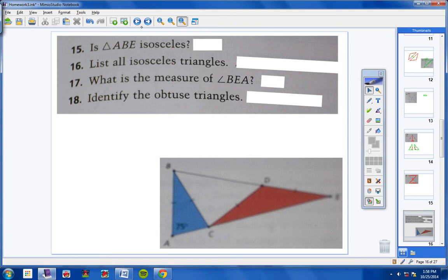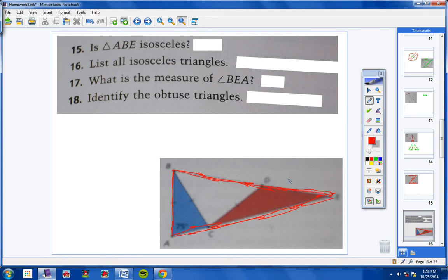Okay, 15 through 18. Is ABE isosceles? Well, here we go. Let's take a look and see. In order for ABE to be isosceles right here, we have to have at least two congruent sides. And students, we don't have that. I mean, I don't know how long this side here is, nor do I know how long this side here is.